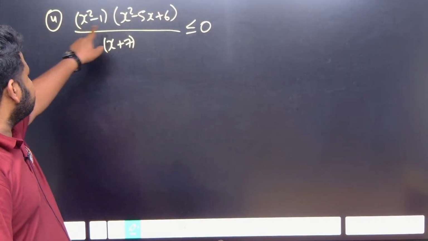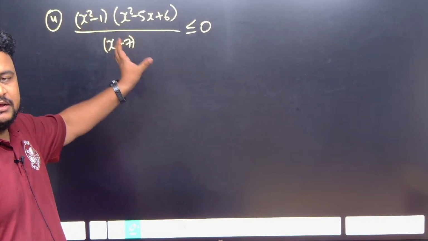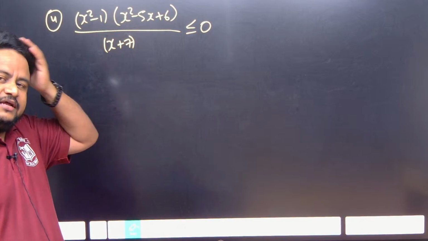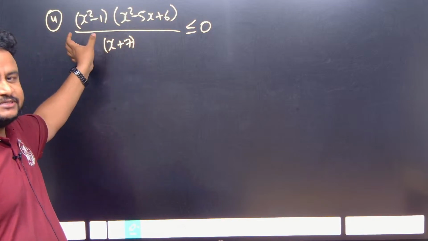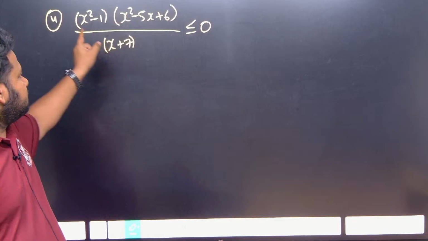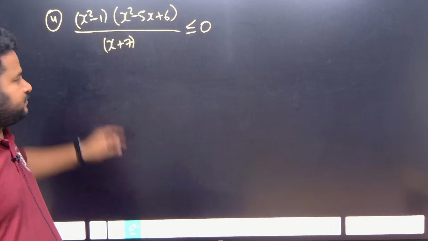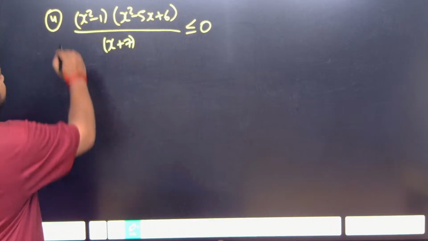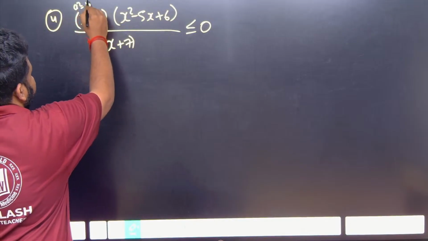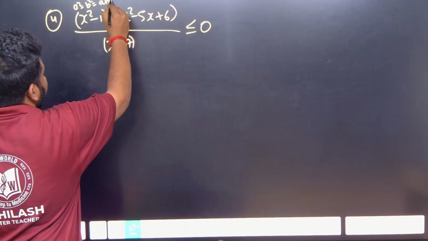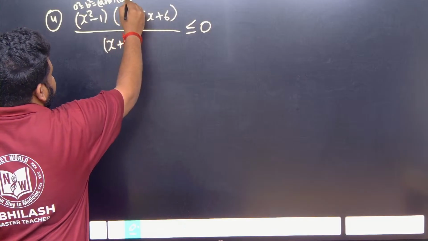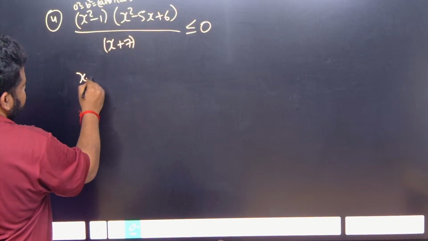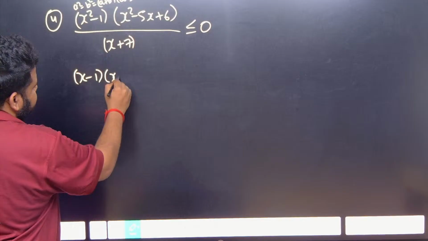See, this is quadratic, this is also quadratic. You have to bring it to linear form, that is, factorize it. So x square minus 1 is of the form a square minus b square, which can be written as a plus b into a minus b. So you can write this as x minus 1 into x plus 1.